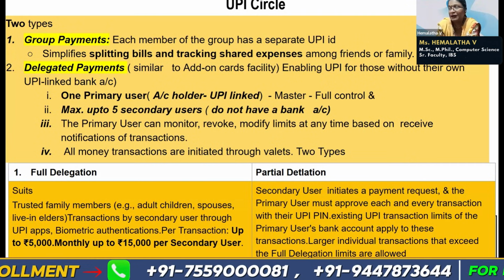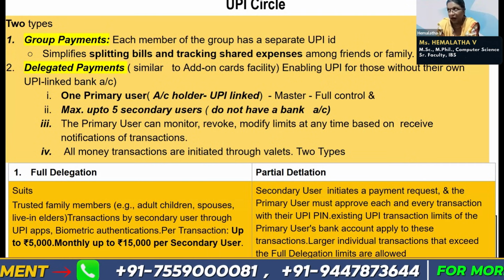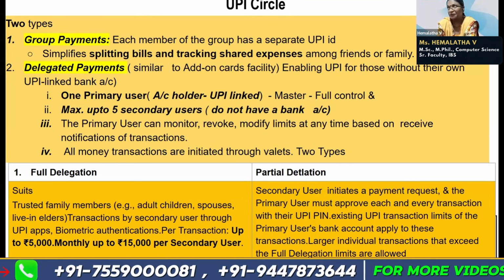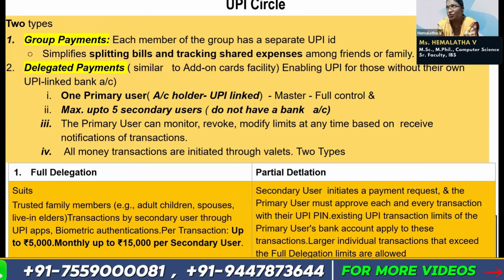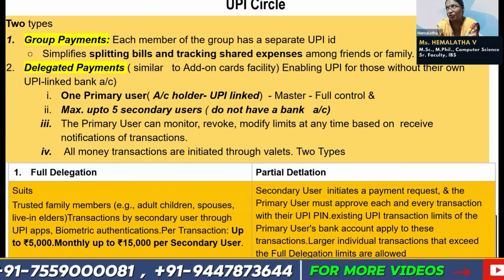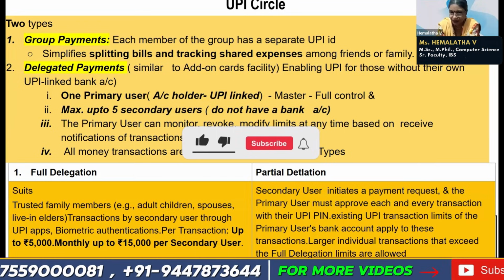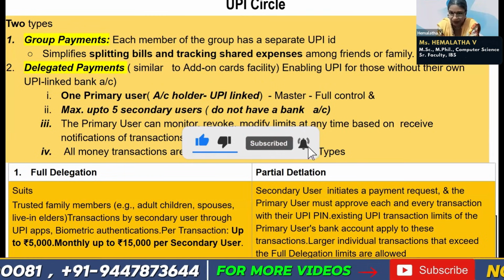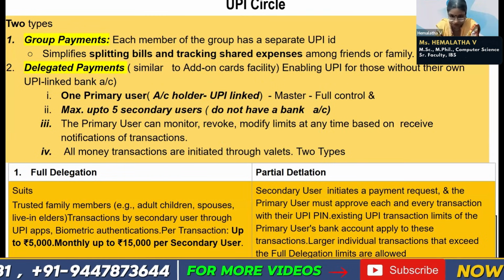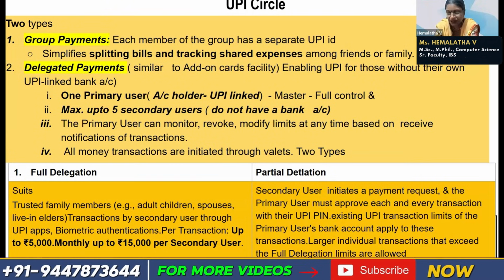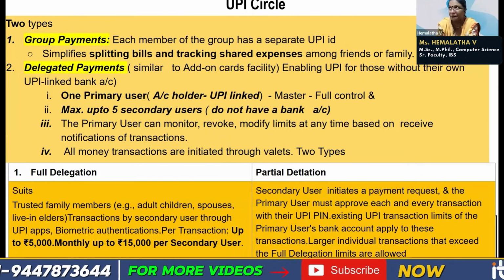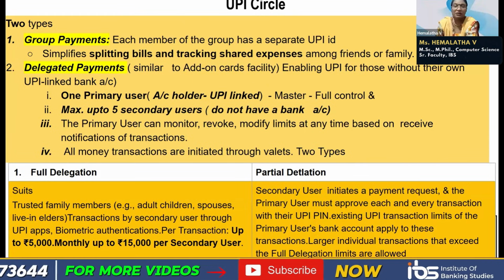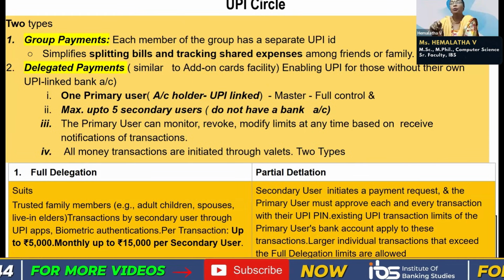For this money, every time approval should be given by the primary user for the transaction. Here there is no limit, but every time they should initiate a payment request and then you approve it through mobile only. Then they do it. So these are the different types in this UPI Circle.